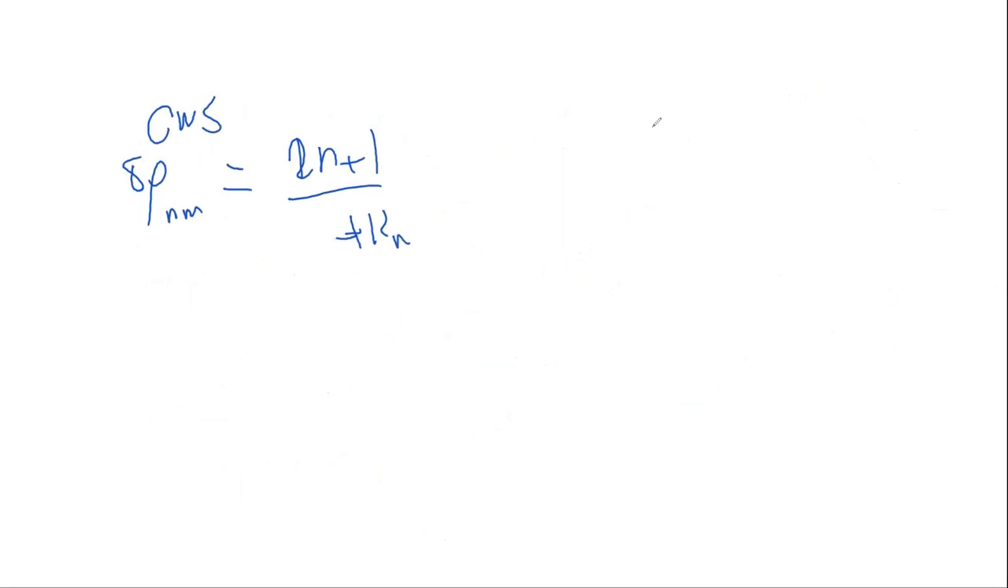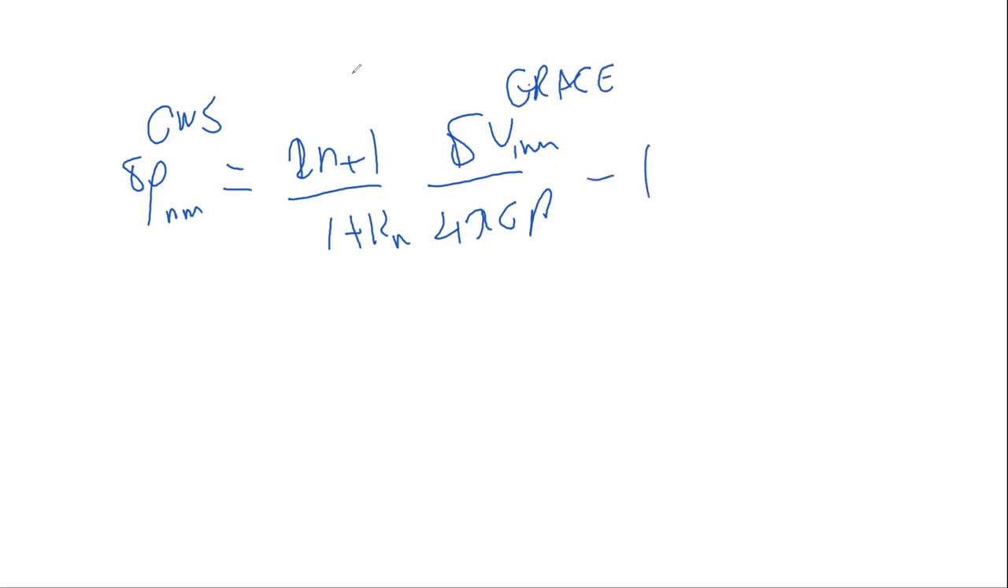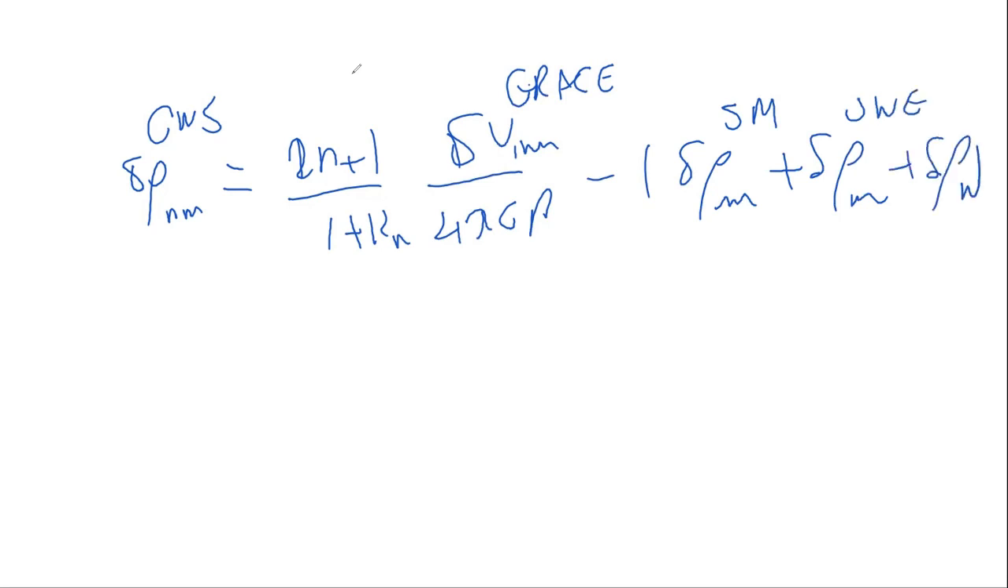Therefore, the surface density of the groundwater storage, or the fresh water, will be (2m plus 1) over (k1 plus kn), times 1 over 4 pi G R, changes from GRACE, for example, I would write GRACE, minus rho m soil moisture, snow water equivalent, and from canopy. Then we have the surface density.